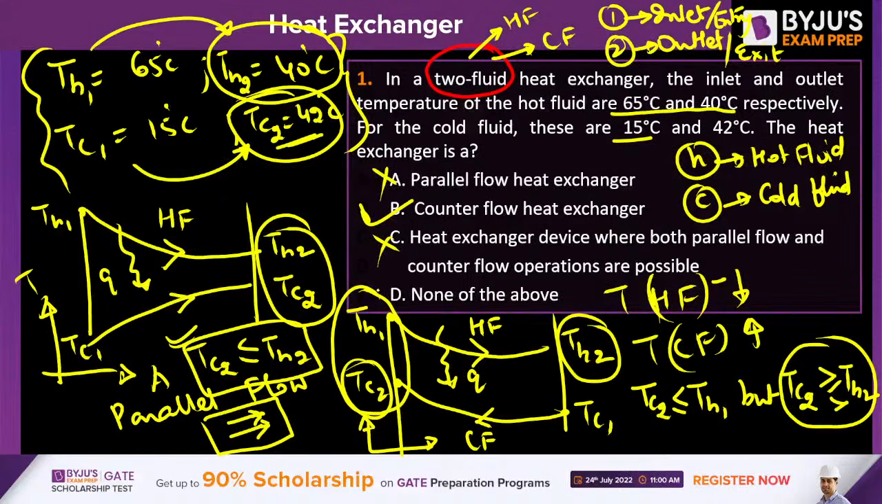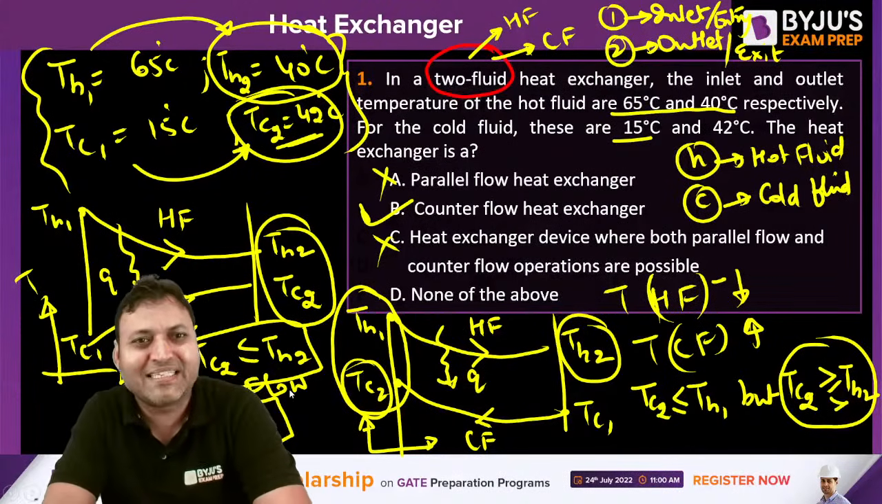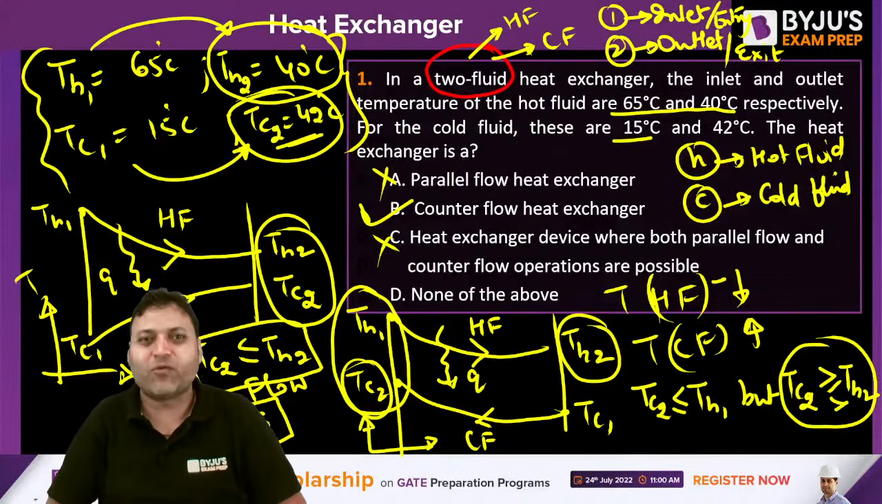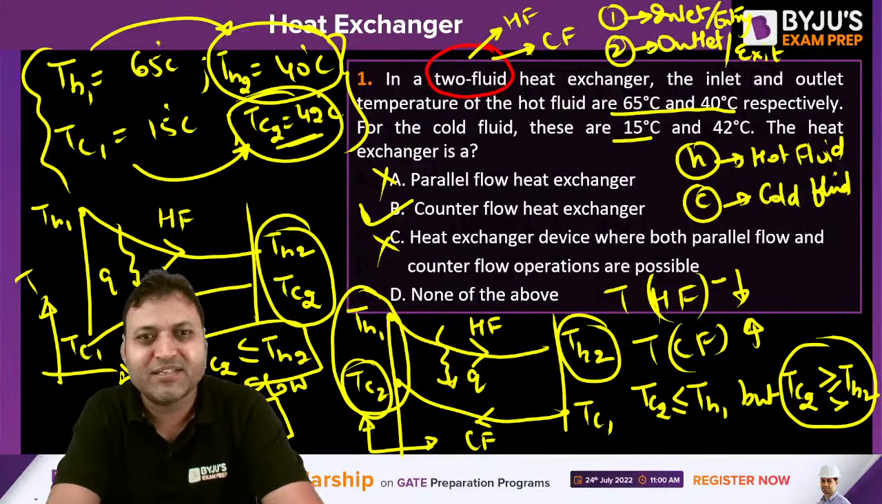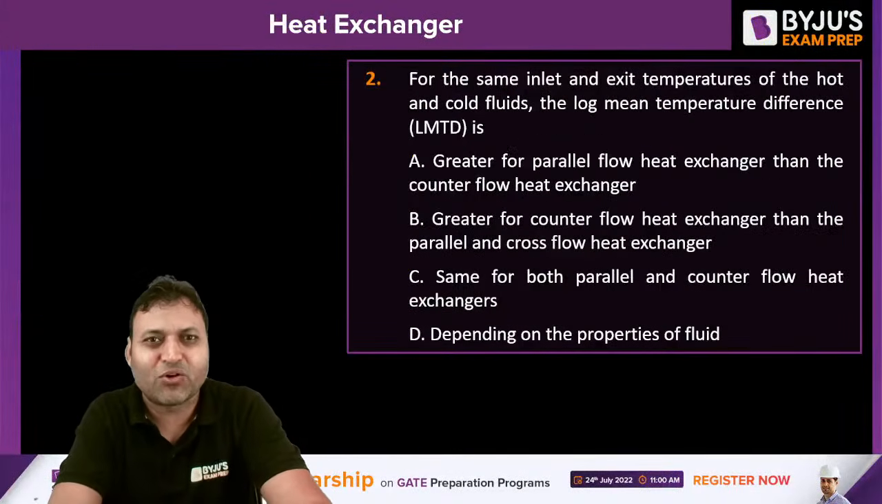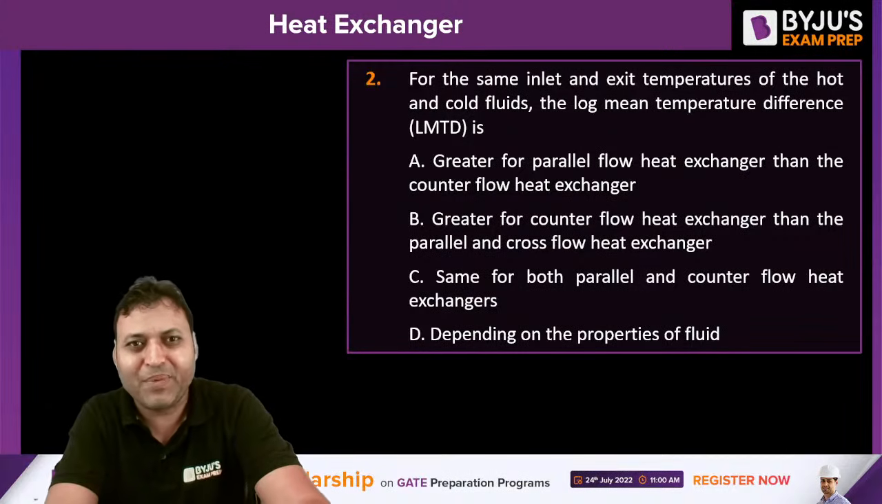The option that says heat exchanger devices with both parallel flow and counter flow operations are possible is incorrect. No, it cannot be parallel flow, and not none of the above. B is the right answer. Yes, Bhavya, very nice. The cold fluid exit temperature can be more than the hot fluid exit temperature only in case of a counter flow heat exchanger. It cannot be possible in case of a parallel flow heat exchanger. All right, so the answer to the question is option B, counter flow.